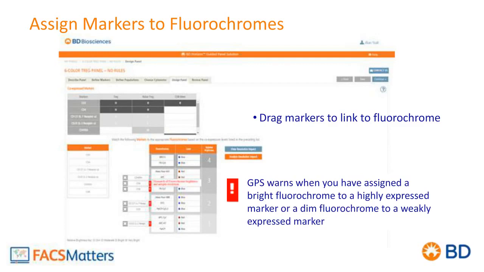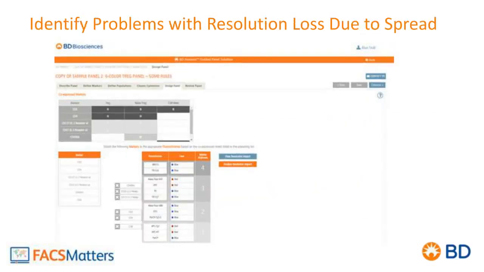But if you notice here, whenever you see the red exclamation point, it's saying that you have a mismatch. It's saying you put a bright fluorochrome on a highly expressed antigen or vice versa. So again, you can then deselect that and make another choice. So in this example, we've now made the correction. So if you notice, there are no red exclamation points. So we've effectively gone to the second level of panel design.